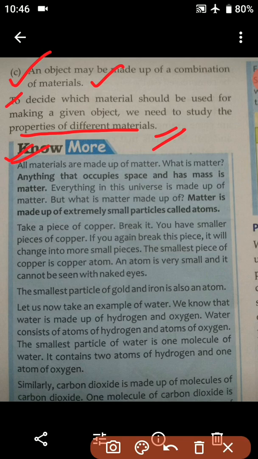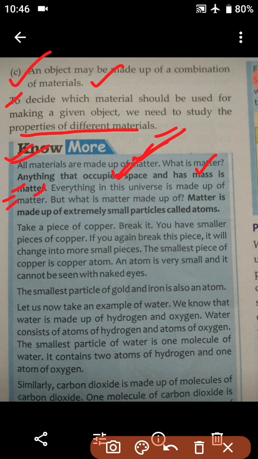All materials are made up of matter. All the materials that are found around us are made up of matter. Now what is matter? Matter is the thing that occupies space and has mass, okay? Anything that has mass and occupies space is known as matter. Everything in this universe is made up of matter.